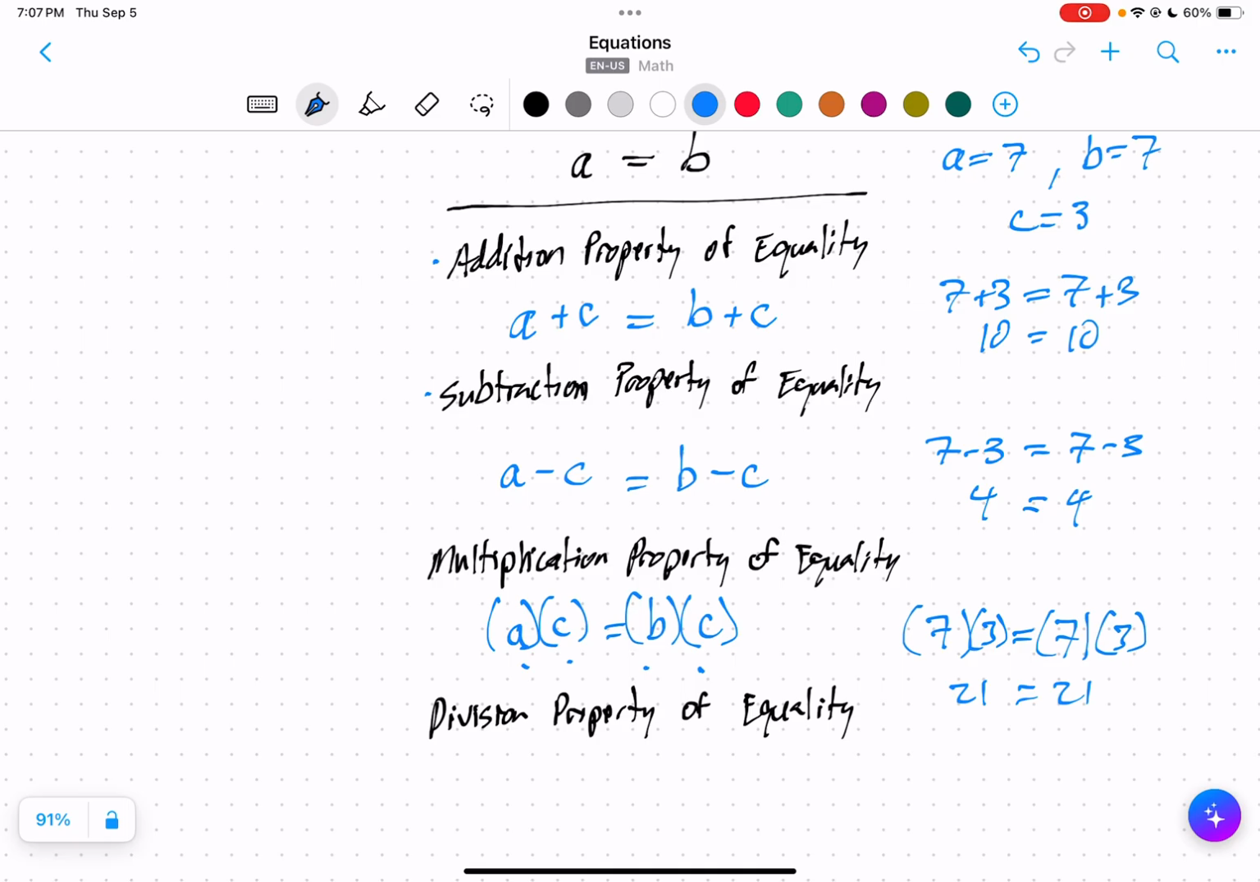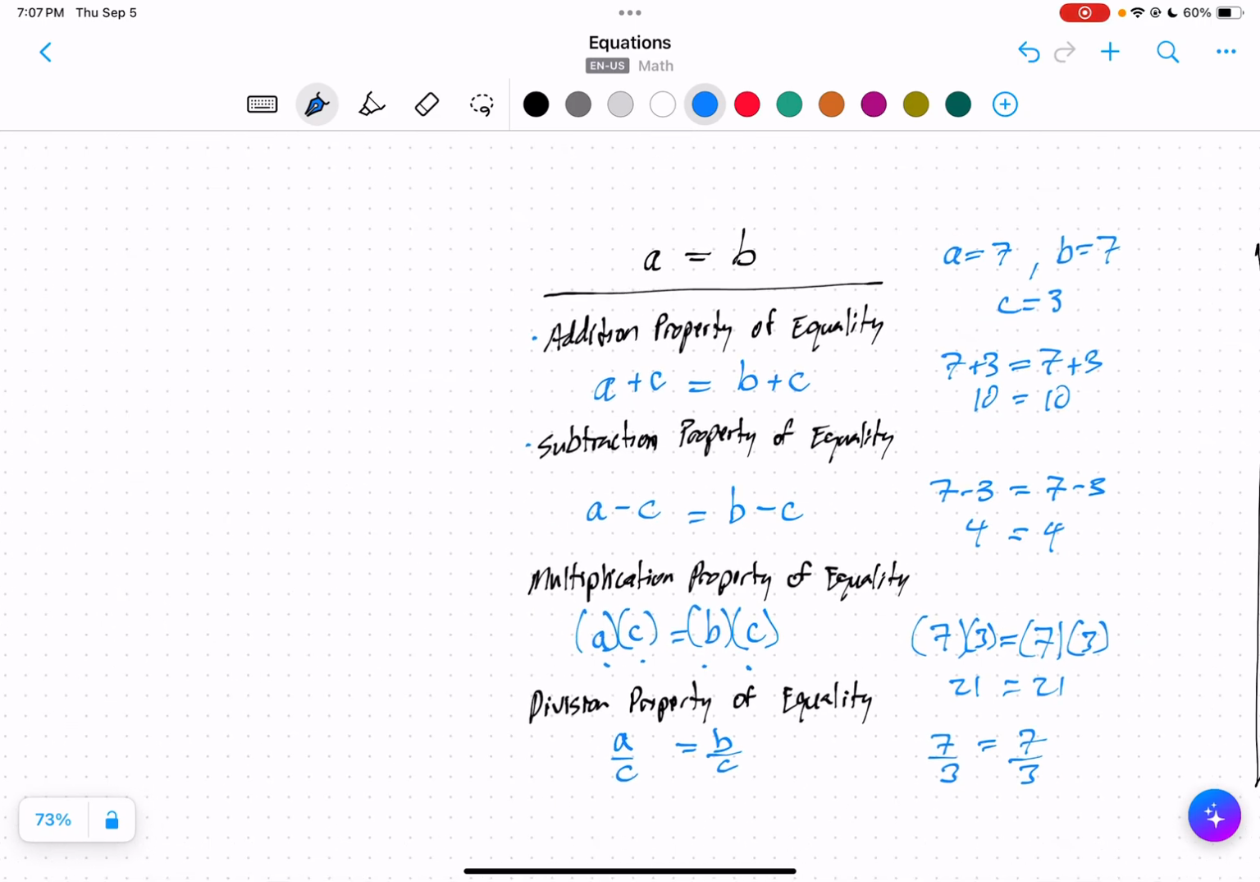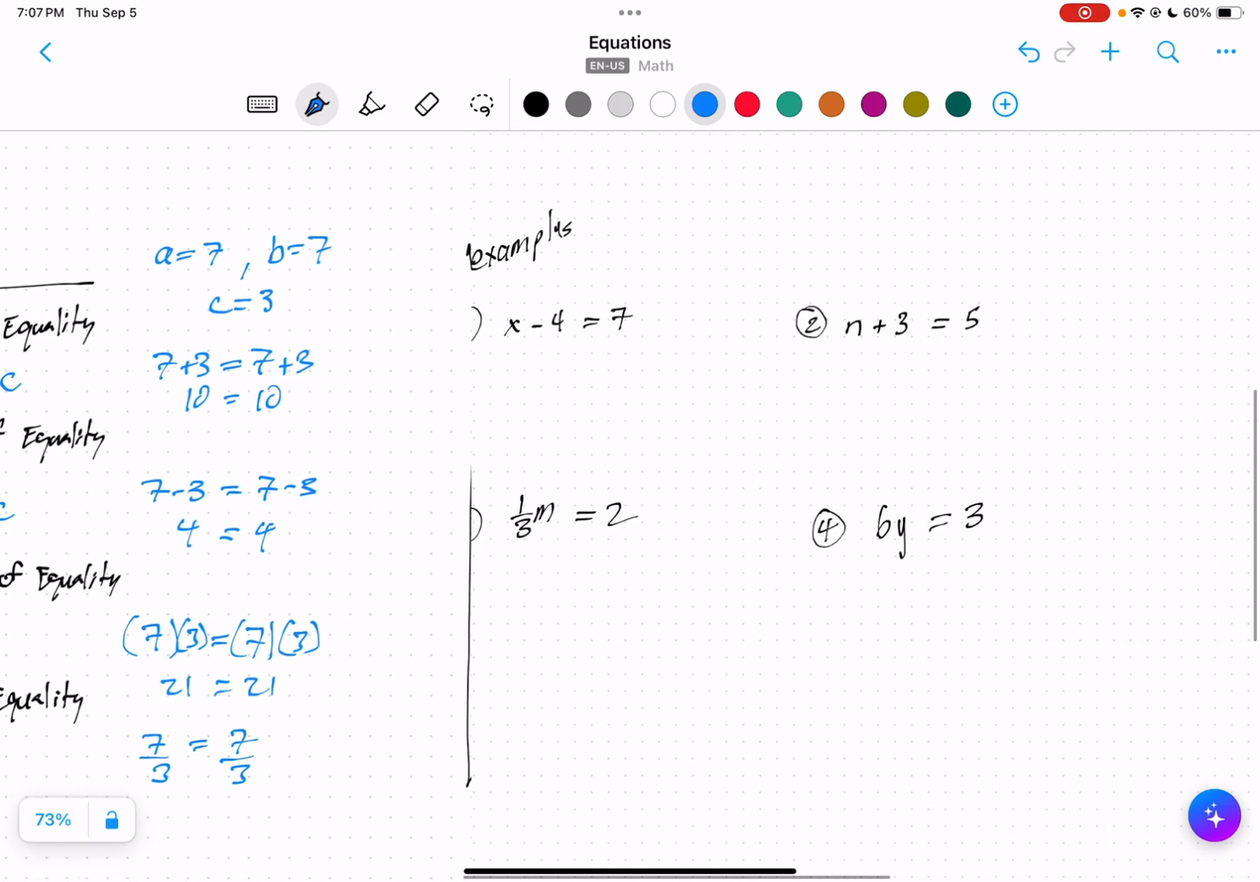The division property states that if I have a value A and it's equal to a value B, if I divide by a value of C, they should still remain equal. So we can check. 7, of course, is equal to 7. If I divide by a value of 3, 7/3 is in fact equal to 7/3. So nothing too fancy, nothing new, but let's see how this is practical and used on one-step equations.